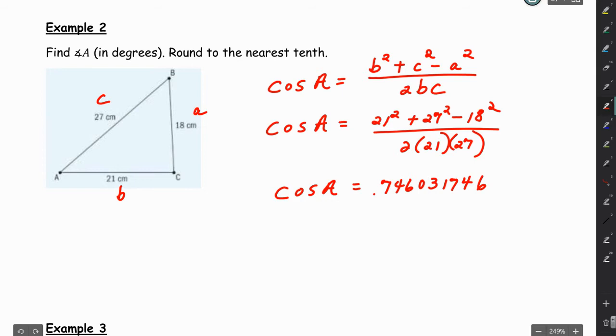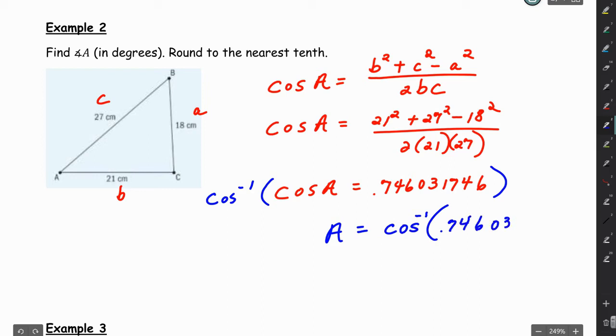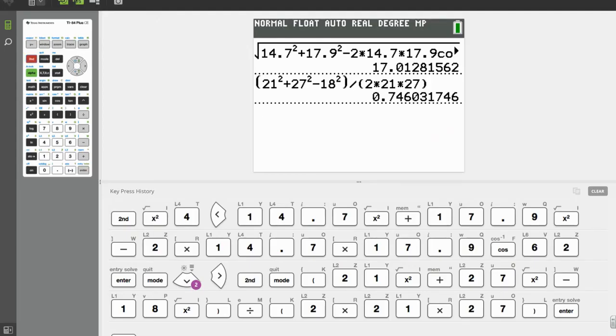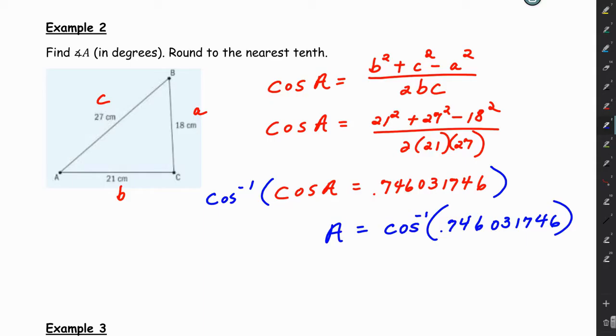And what we need to do now is we're going to take the inverse cosine of both sides in order to solve for A. So if we take the inverse cosine of both sides, we're going to get just A on the left side, and we're going to get the inverse cosine of our decimal value. So let's go back and do that. So we're going to take the inverse cosine of our answer, and that is going to give us approximately 41.8 degrees.